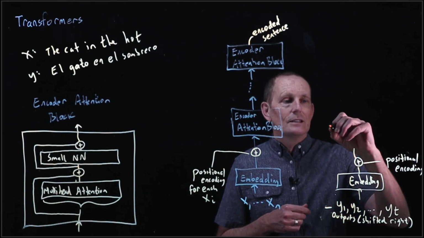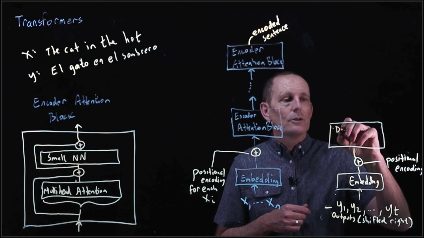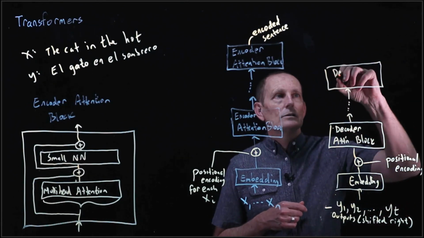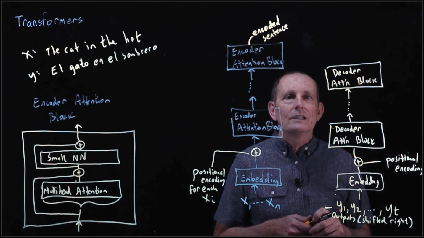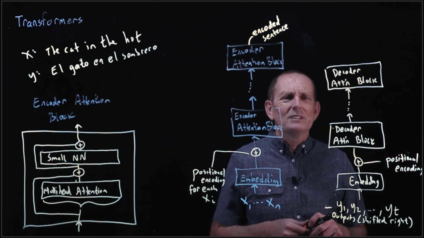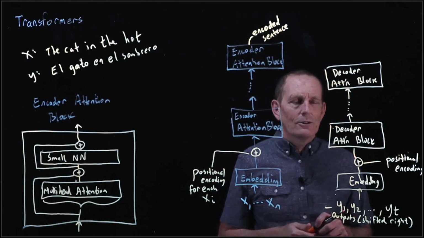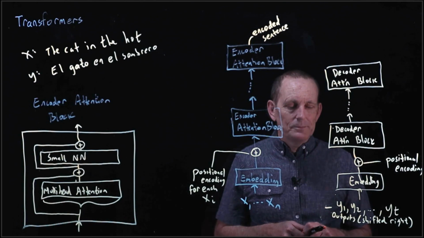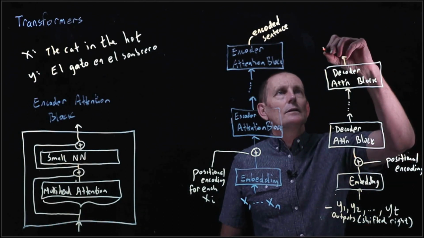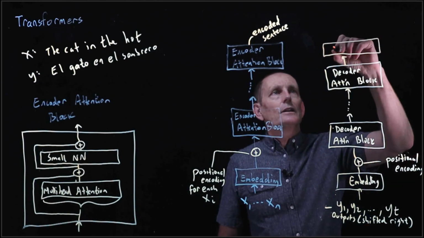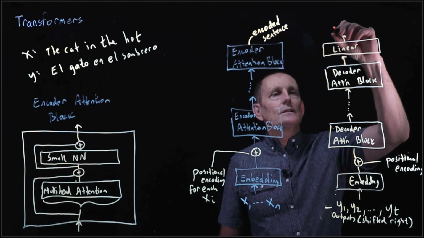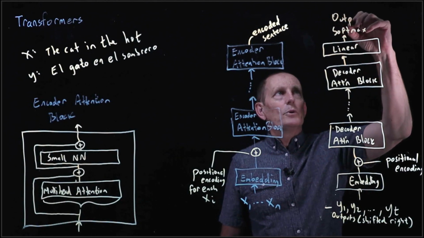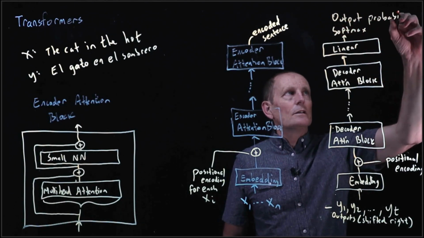We're going to feed this into a decoder attention block. And we have a series of these. Again, the number's about 6, I think. 6 encoder attention blocks, 6 decoder attention blocks for the original transformer paper. And our output of this then is going to be a linear layer. And we'll feed this through a softmax. And these are our output probabilities.